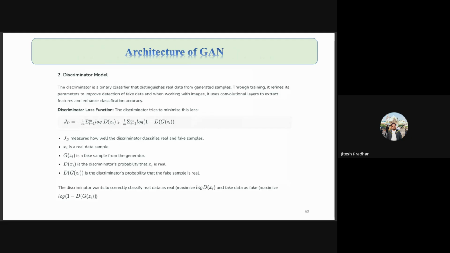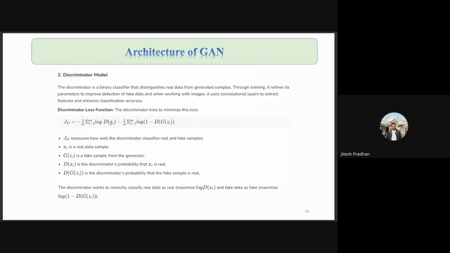That's the discriminator loss function. Look here, this first portion is for the real and this one is for the fake. Its target is to maximize this so that the loss will be minimized. So it's nothing but a binary cross entropy function that has been designed. Now look here, what does D(x_i) do here?